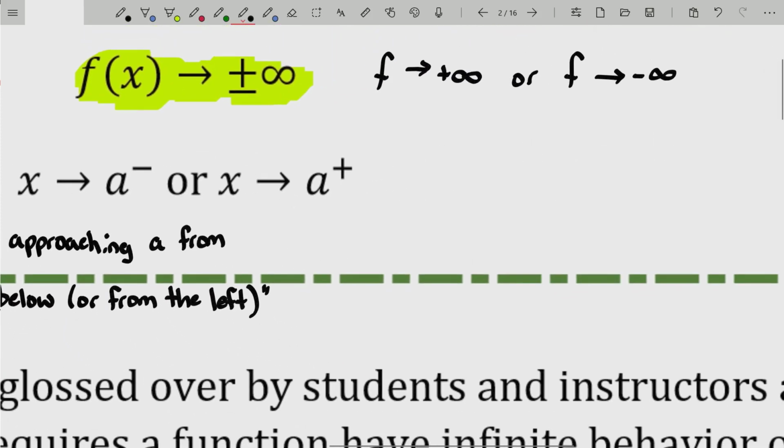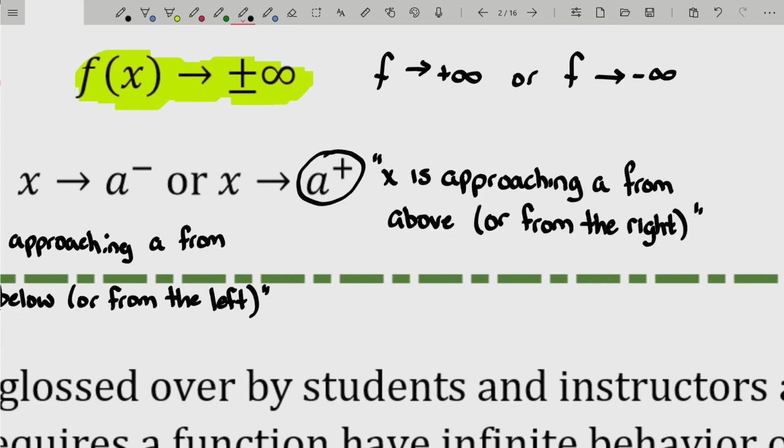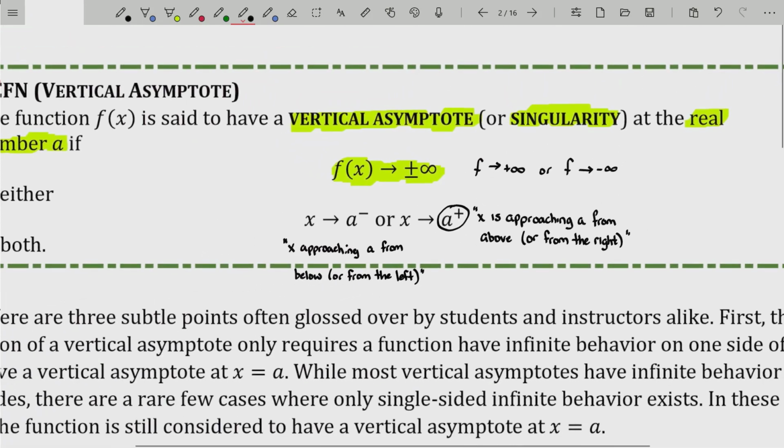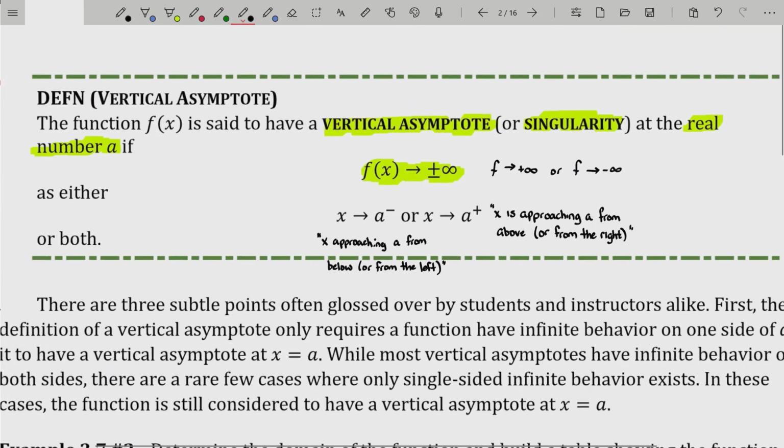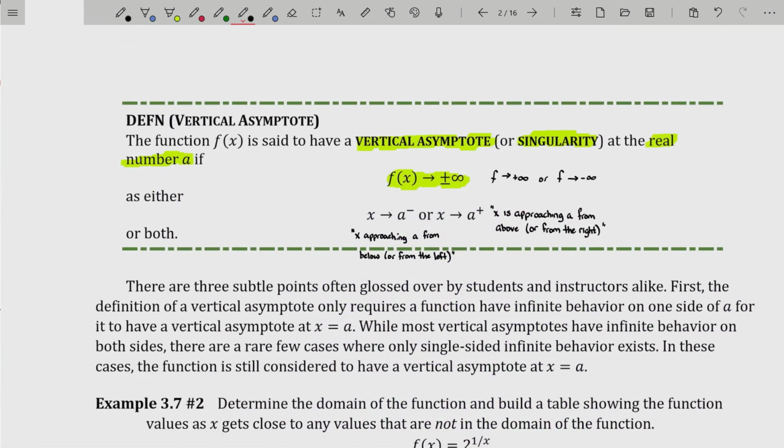And then the other notation says that x is approaching a from above, or from the right, just as I've written there. So there's a lot of little notation that I'm trying to introduce from calculus, because you're in pre-calculus and you need to get used to that notation as we get closer to the day that you set foot into a calculus course.